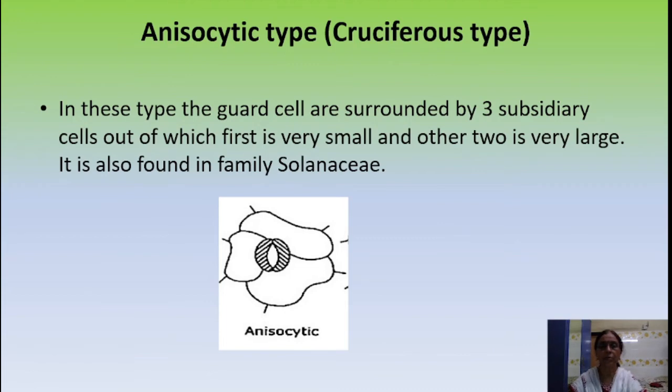Second one is anisocytic. In this type, the guard cells are surrounded by three subsidiary cells, out of which one is very small, the other two are very large. This is found in Cruciferae family and Solanaceae family.